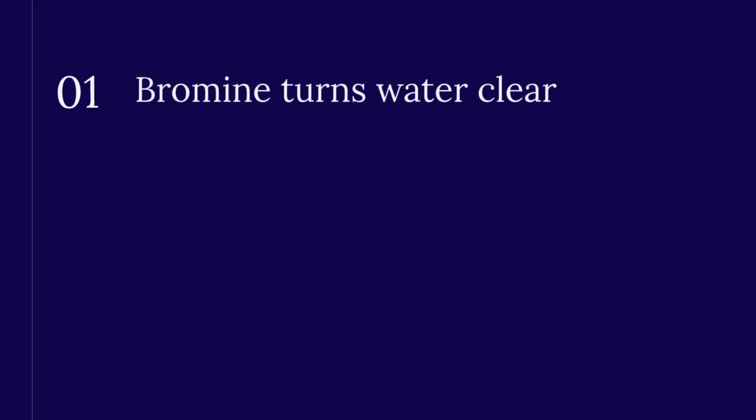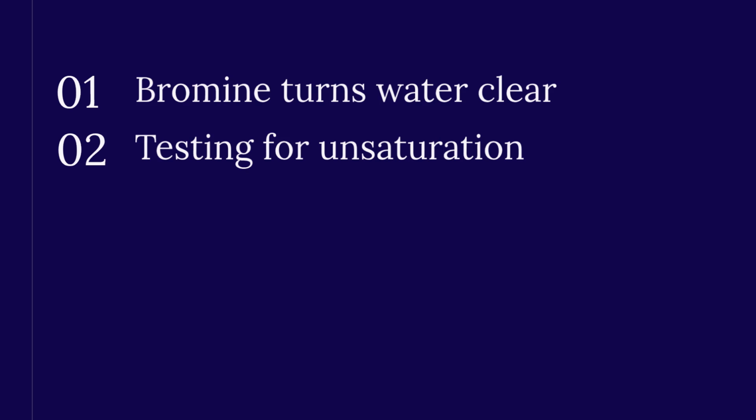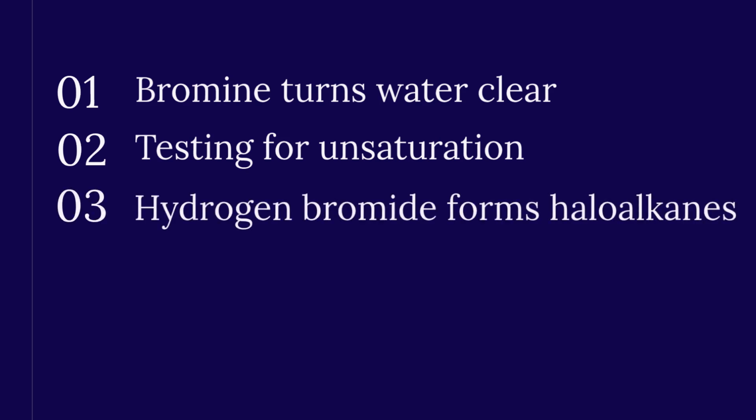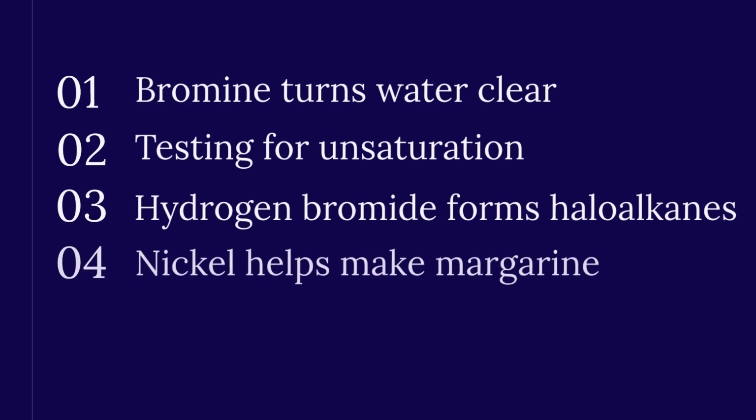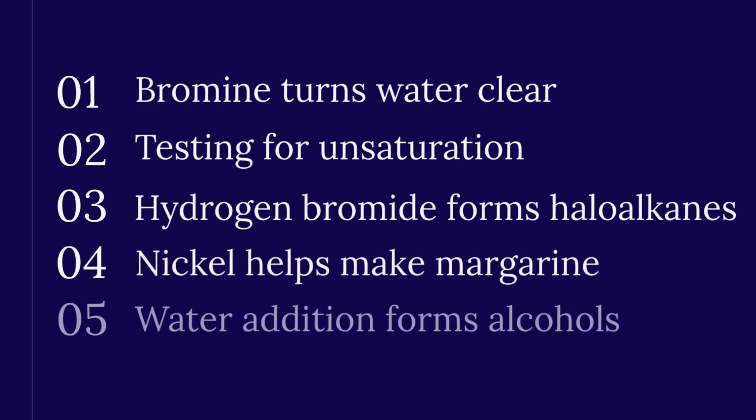Bromine addition turns orange bromine water colorless, testing for unsaturation. Hydrogen bromide addition produces haloalkanes. Hydrogenation uses nickel to produce margarine. Water addition produces alcohols. These examples illustrate the diverse reactions alkenes can undergo.